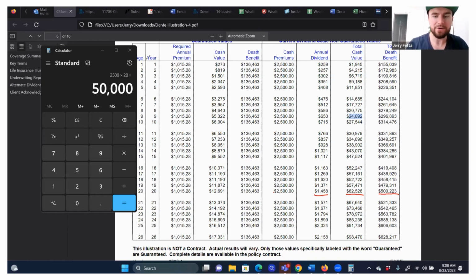Okay. Now let's talk about year 20, right? So we've got 62,526 available in cash value. The prior year was 57,471. So we have an increase in cash value that year of $5,055. Now, how much did we put in? Still just 2,500 bucks, right? So for every dollar that was put into the policy in year 20, $2.02 showed up. Okay, I want you to really think about that.